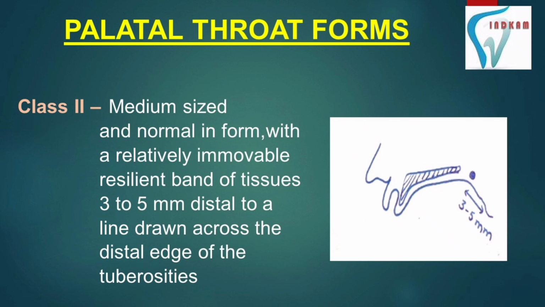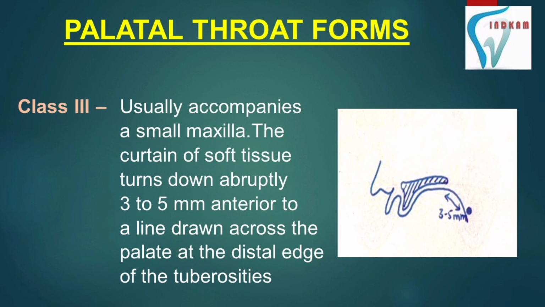Class 2, medium sized and normal in form with a relatively immovable resilient band of tissues 3 to 5 mm distal to a line drawn across the distal edge of the tuberosities. Class 3 usually accompanies a small maxilla. The curtain of soft tissue turns down abruptly 3 to 5 mm anterior to a line drawn across the palate at the distal edge of the tuberosity.